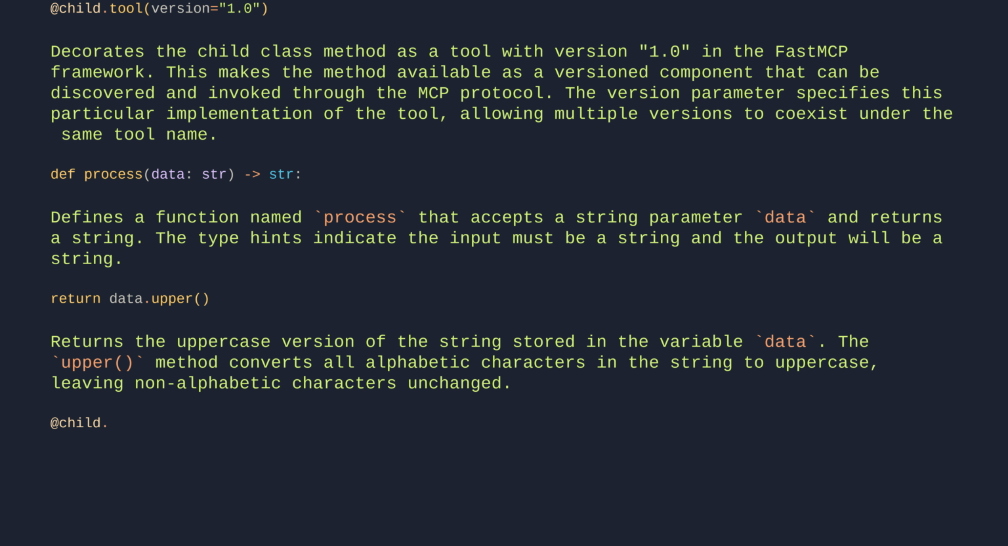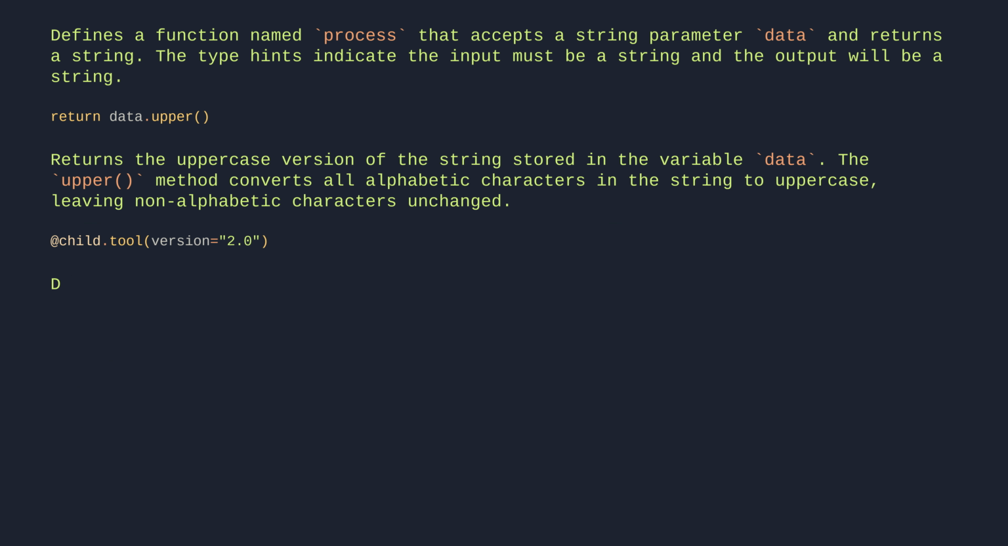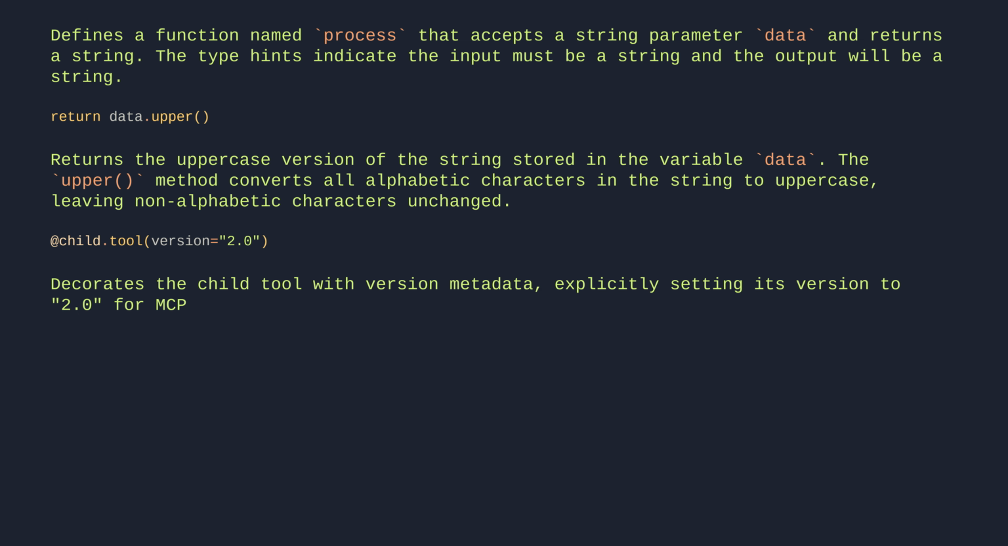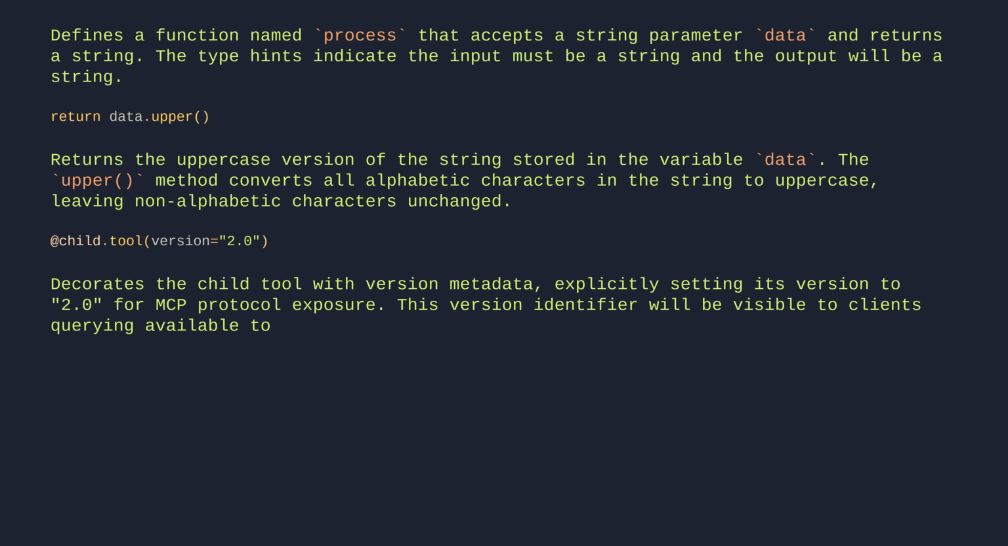@child.tool(version="2.0"). Decorates the function with version metadata, explicitly setting its version to 2 for MCP protocol exposure. This version identifier will be visible to clients querying available tools and used for version filtering when multiple implementations exist.